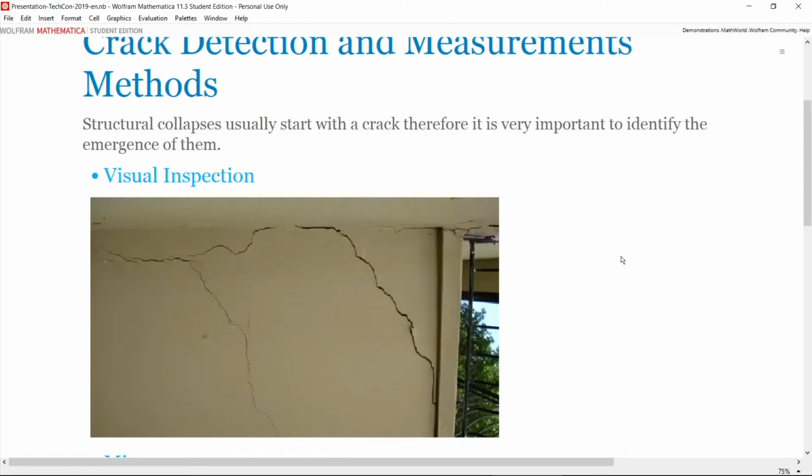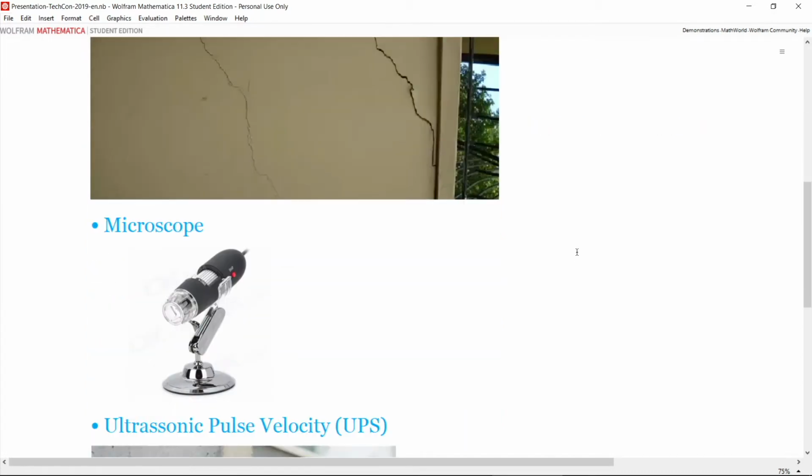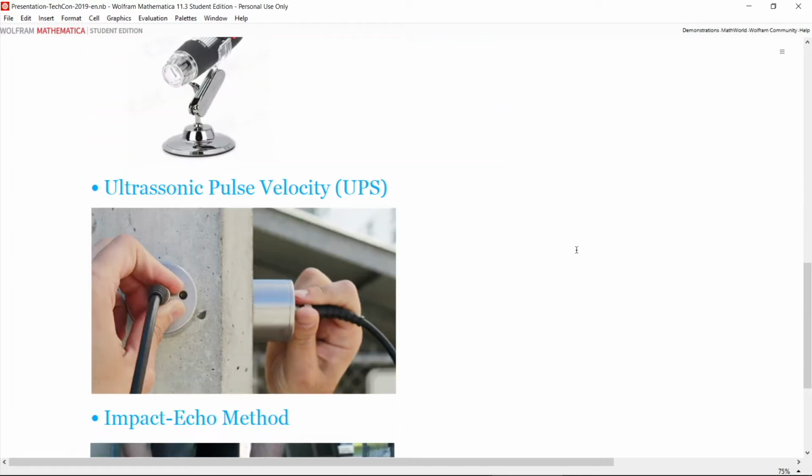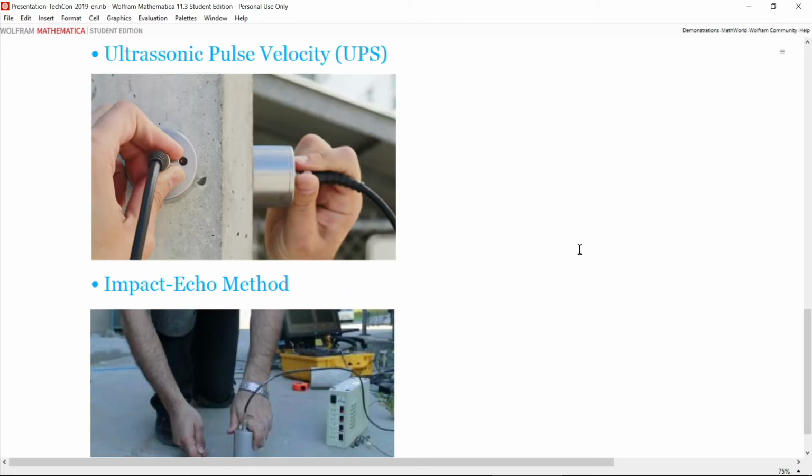I guess everyone here has seen a wall like this. This is the visual inspection. But the ideal case to identify a crack is when it's a small crack that we cannot see with the naked eye. So we use the microscope or some equipment that uses waves to identify small discontinuities in the structure, and we can identify a crack before it appears.